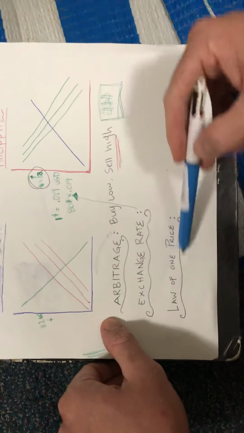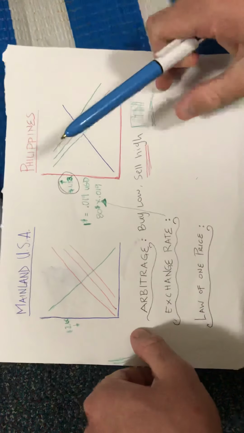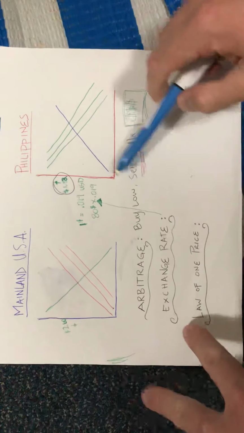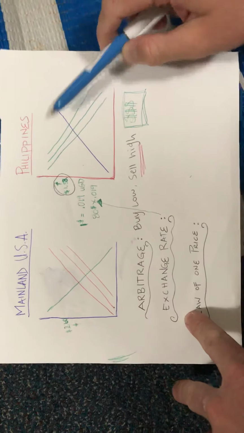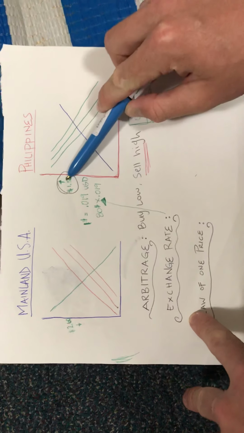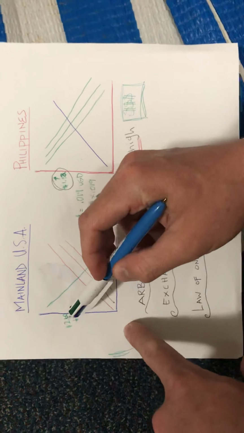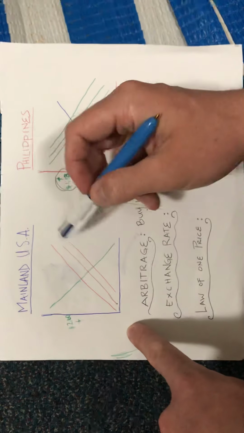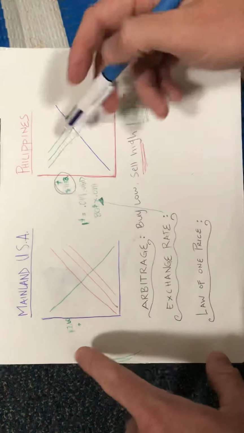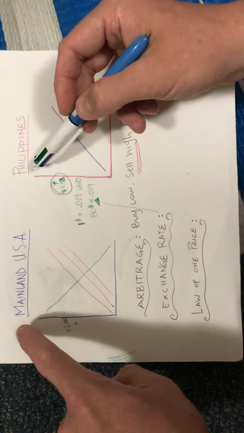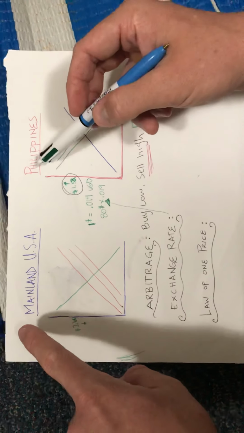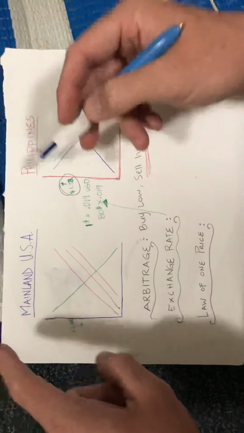And this is where the law of one price comes in, because as you continue to arbitrage, as you continue to buy low, the demand increases, increasing the price in the Philippines. And as you sell high in the US, the supply increases, which lowers the price, and eventually they will hit the point where it becomes the law of one price, or hence they become the same price.